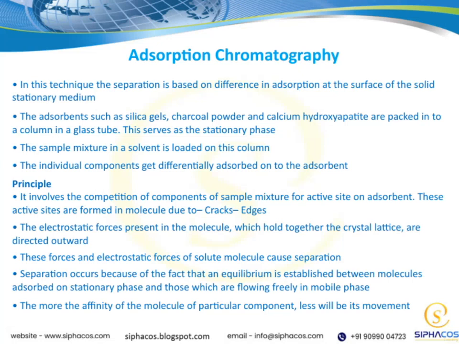In this technique, separation is based on differences in adsorption at the surface of the solid stationary medium. Essentially, the key idea is that different components in a mixture will stick to the solid phase to varying degrees. To set this up, we pack adsorbents like silica gels, charcoal powder, or calcium hydroxyapatite into a glass tube, forming the stationary phase. Then, we load our sample mixture, dissolved in a solvent, onto this column.